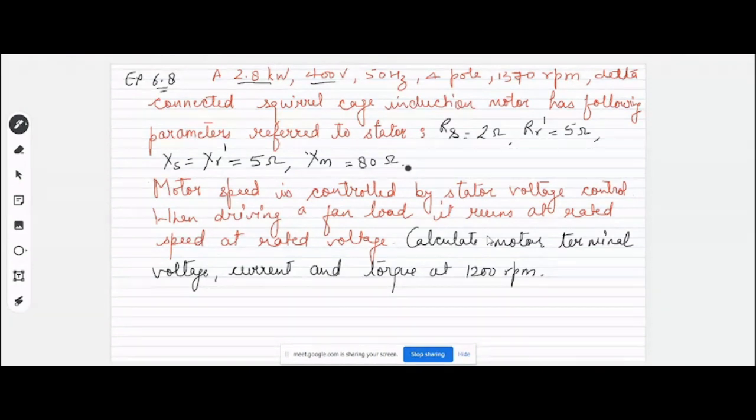So let us solve this numerical. I guess every student of this class can now tell me the synchronous speed for this motor. How much will be the synchronous speed? Write your answer in the chat box. Can you calculate the synchronous speed for this motor? Give me the value of synchronous speed. Write it in the chat box.